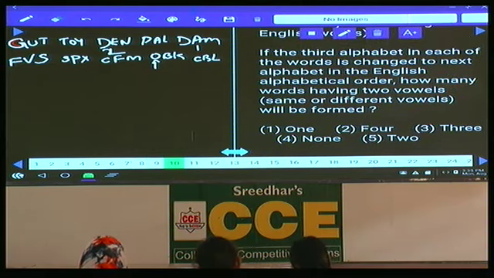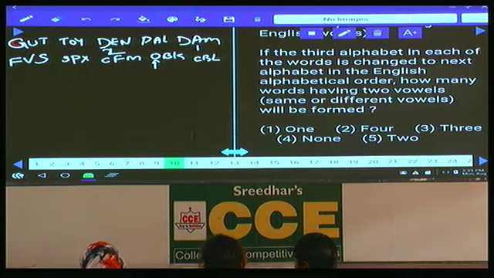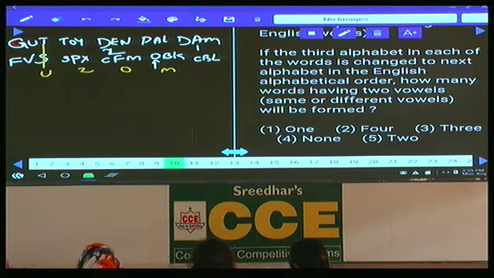Then question number 10. The third alphabet in each of the given words is changed to the next alphabet. Then how many words having 2 vowels will be formed? Now the third alphabet, T, will become U, and Y, Z, N, O, L, M, M, N.